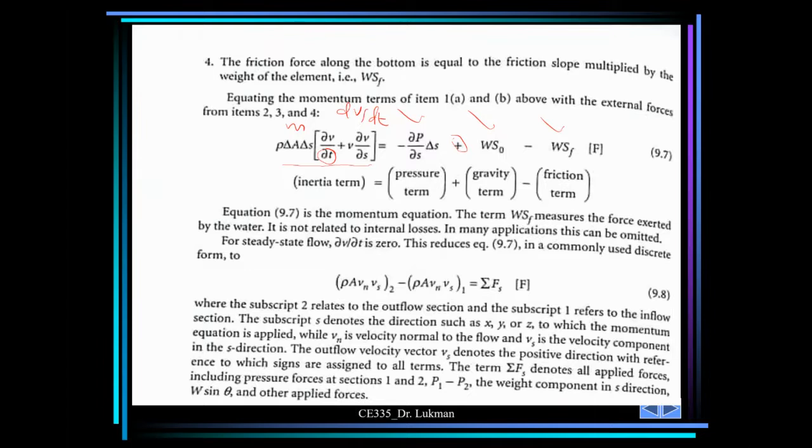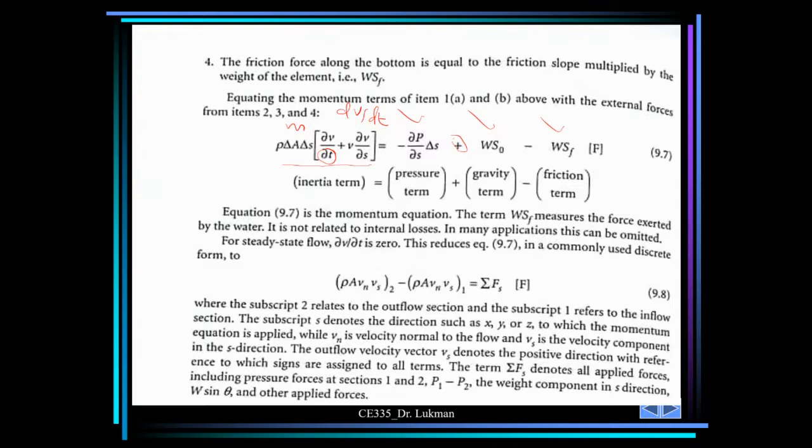And Vn is the velocity normal to the flow. Okay? Vn is the velocity normal to the flow. And Vs is the velocity component in the S direction. Usually these are the same, normal to the flow and in the direction of flow. So then you will end up with V squared.